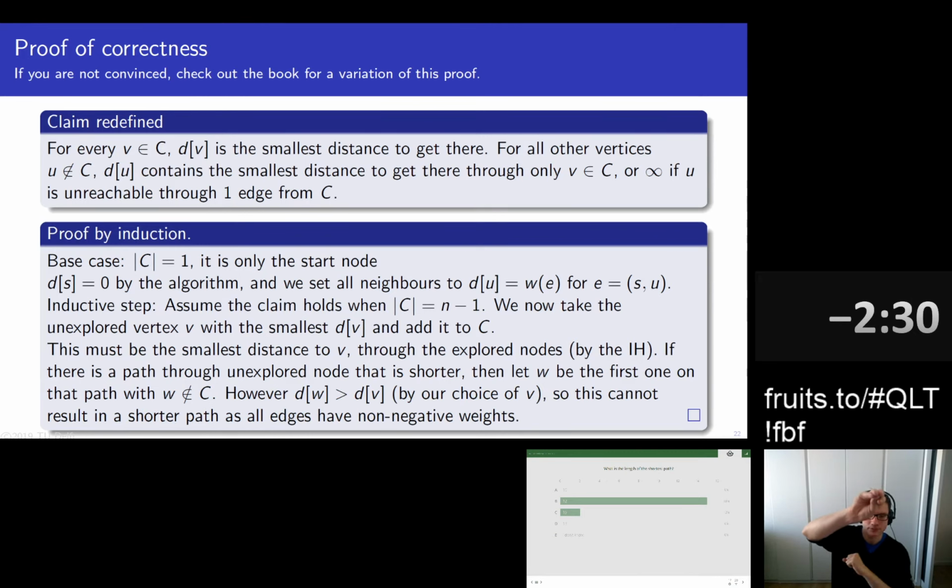Now, what do I know? Well, the distance to W must be larger than the distance to V, because V is the one I chose as being the closest one, right? The smallest distance through our cloud. So that means that going to this W first can never result in a shorter path. And therefore this claim also holds when I've added one more vertex, and therefore, by induction, it holds. And thus, Dijkstra provides the optimal solution.